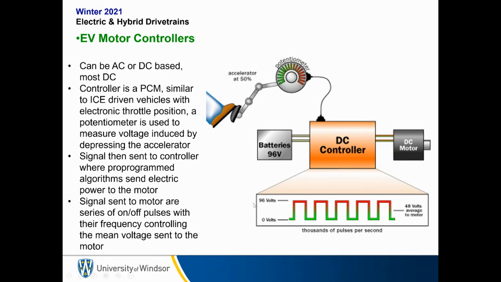The signals sent to the motors are a series of on-off pulses, with the frequency controlling the mean voltage sent to the motor. It always sends the same voltage during each pulse, but it's just how often it pulses. If it's pulsing 50% of the time, that means the average voltage to the motor is 48 volts. So it doesn't vary the voltage sent to the motor, it varies the frequency of the pulses. And basically the average of those pulses over time gives you the voltage being delivered to the motor, and therefore the power.